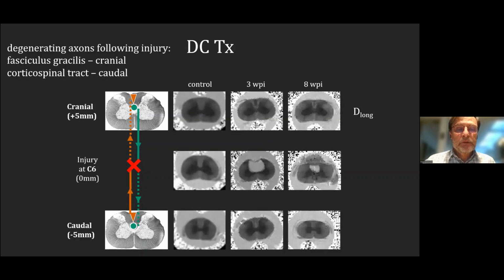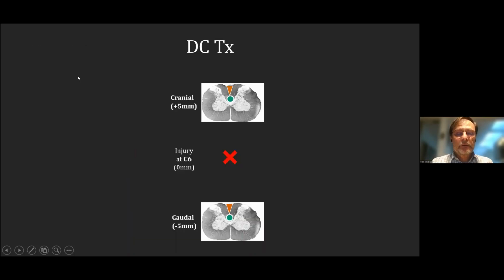So what happens if we extract the dorsal column transection, then we see a different type of injury in different tracts. And it's very predictable. When we look at the position 5 millimeters either cranial to the injury or caudal to the injury, you will see a different type of injury. Most of the damage done to the gracilis happens on the cranial or rostral side, whereas in the corticospinal tract, most of the damage is done on the caudal side.